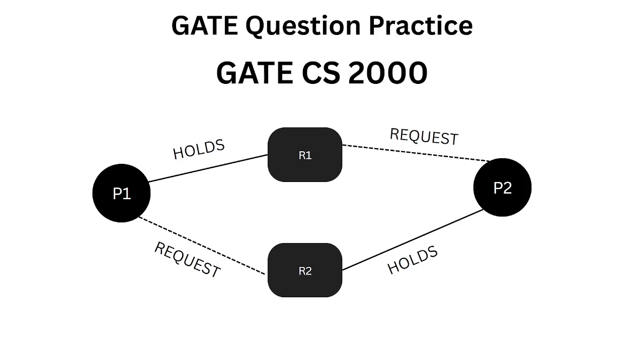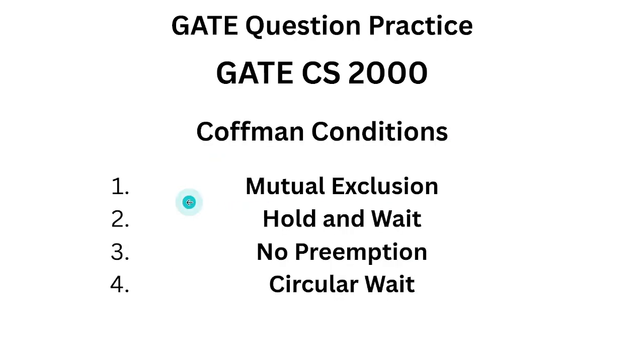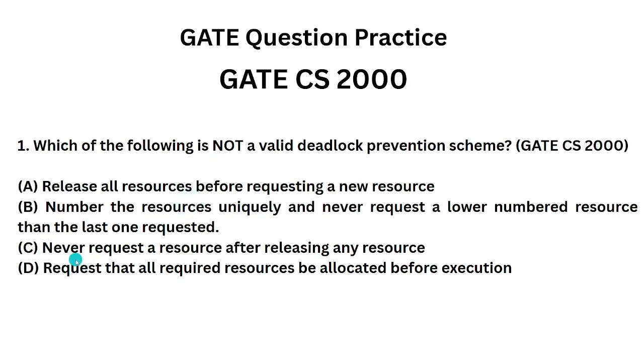So hold and wait in this case is not prevented, hence we can say that option C is not a valid deadlock prevention scheme, and the answer for this question is option C.